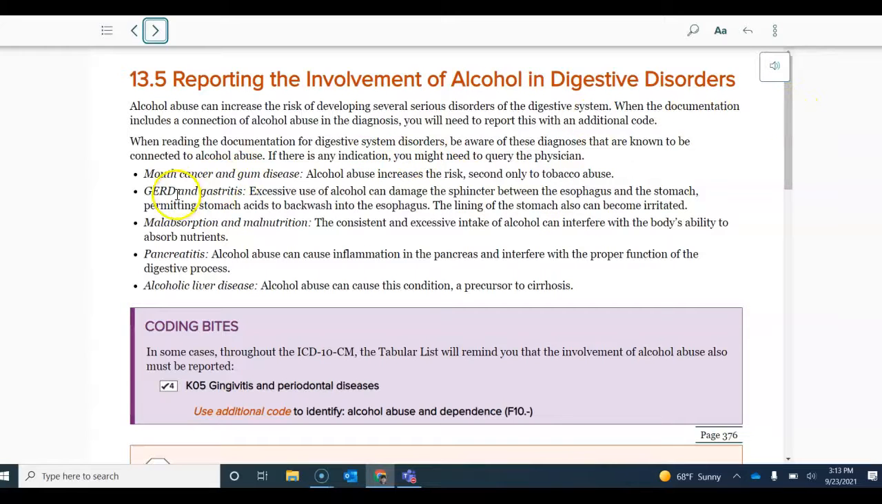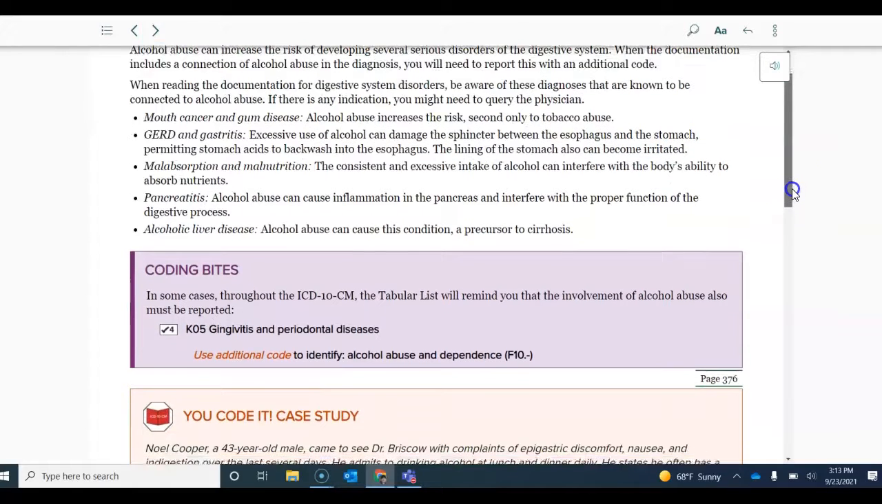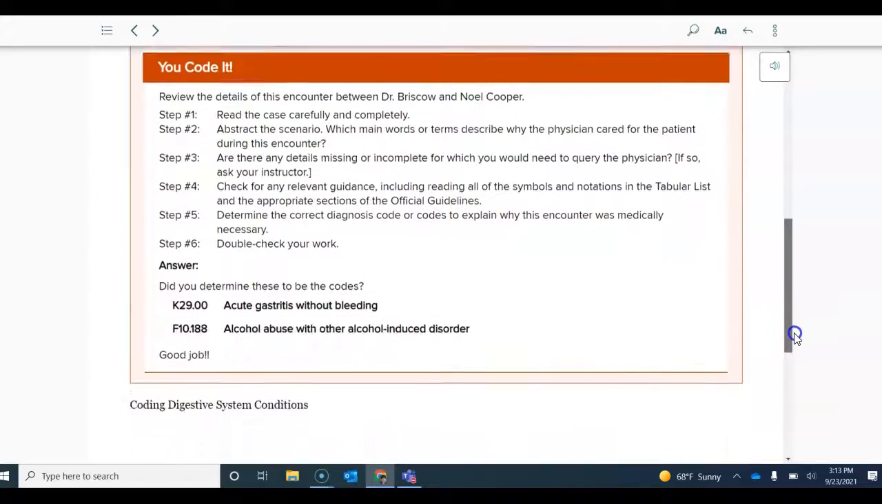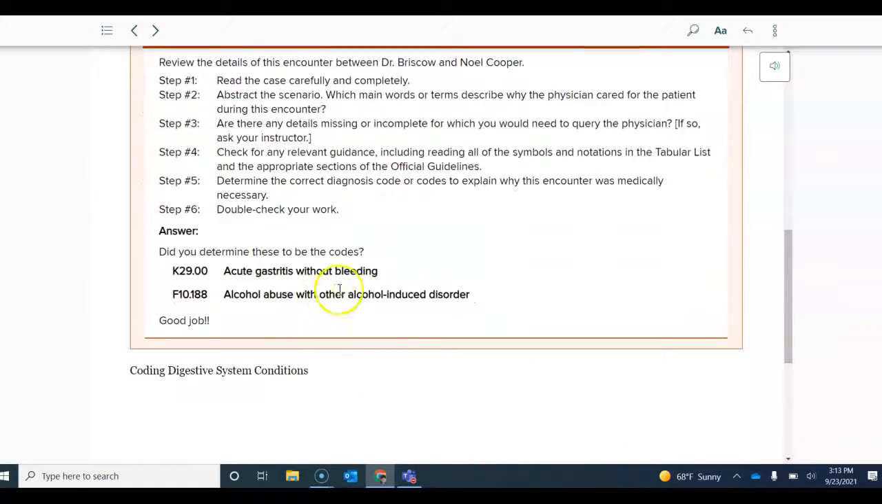Here's a section about reporting the involvement of alcohol in digestive disorders. If you have something with mouth and gum disease, you might also have tobacco use. So just be on the lookout for those things, in addition to adding those other codes.